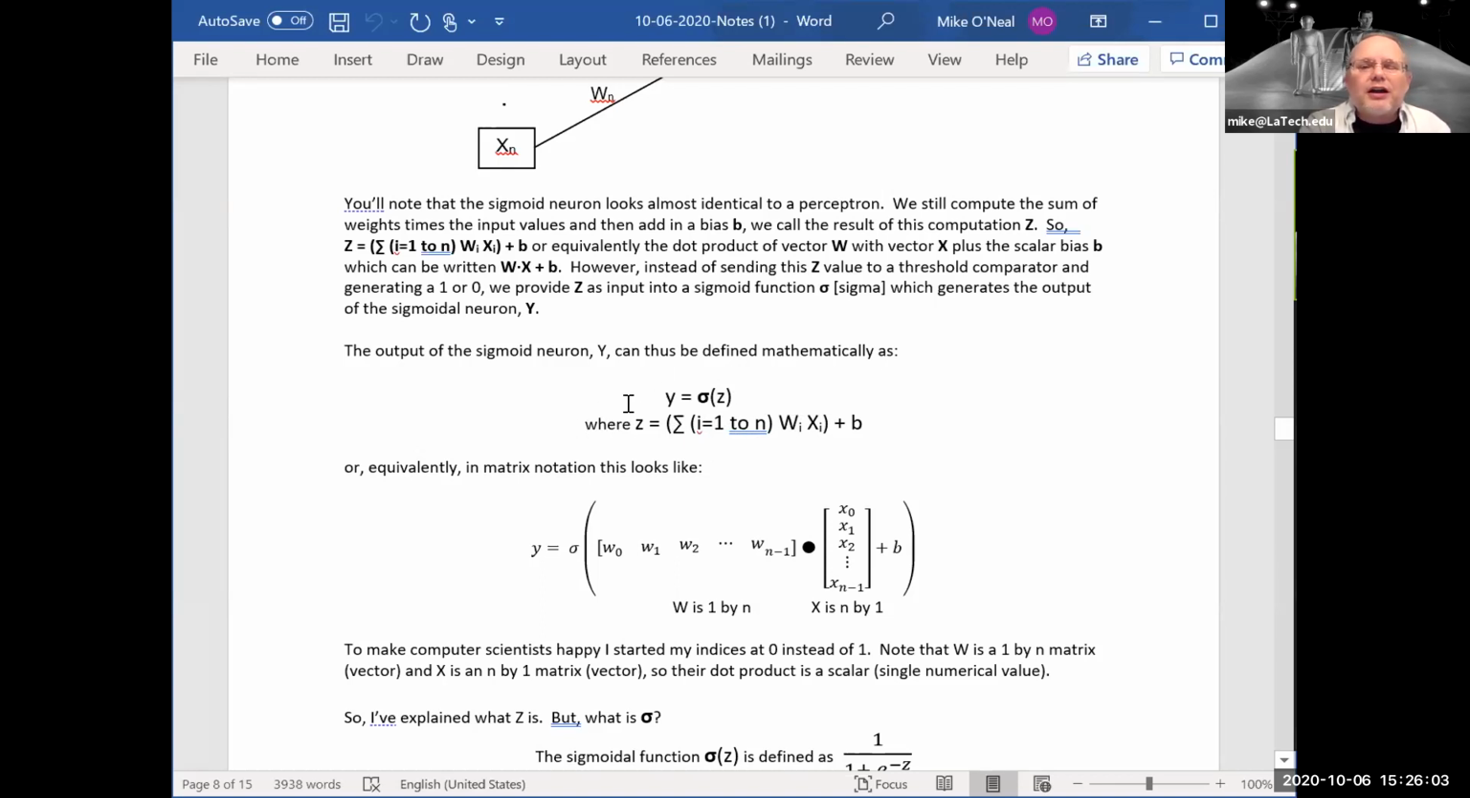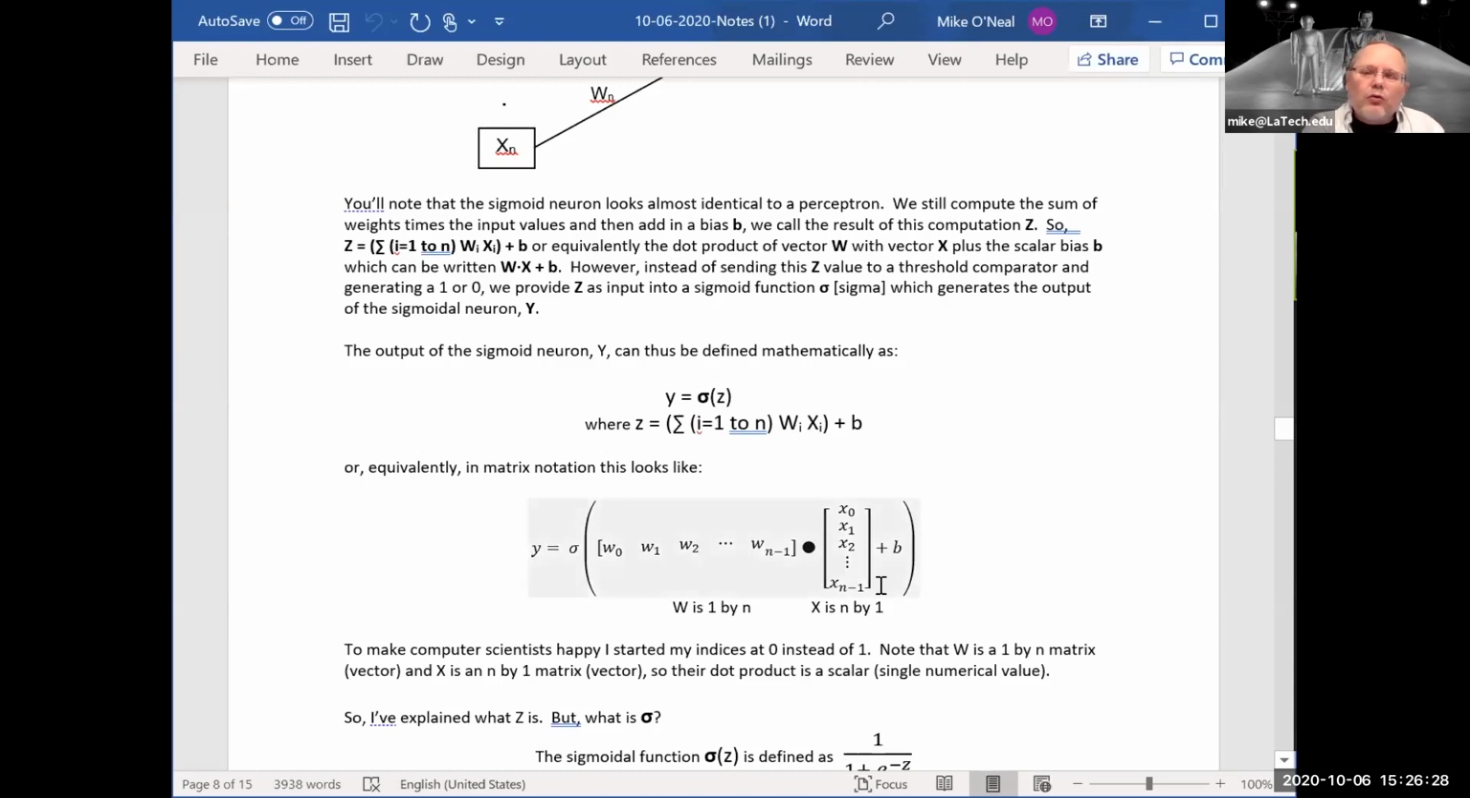Here I've written things in a computer science-y notation where I'm showing the actual loop. That's i goes from 1 to n, and this is Wi times x sub i, and you sum up all of those, then you add in the bias. That gives you your Z. You plug the Z into the sigmoid.